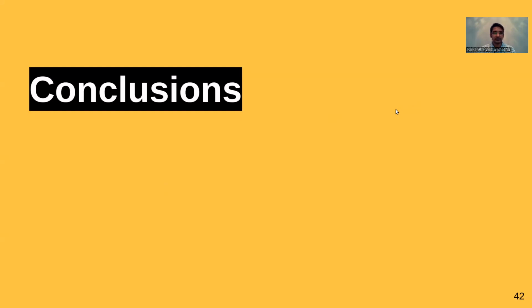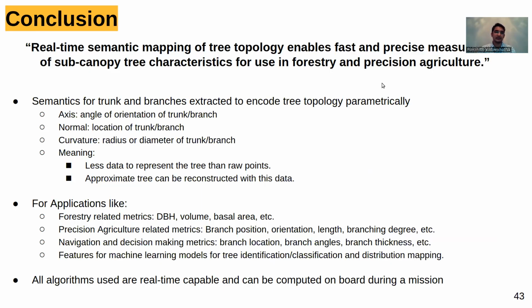Finally, this leads me to the conclusion of this thesis, which is to answer this question, we can look at these 3 points that were addressed. And the first thing that we see is using this mapping pipeline, we were able to extract the axis, normal, and curvature of cylinders that were used to represent branches. And so we were able to extract a semantic representation of the tree.